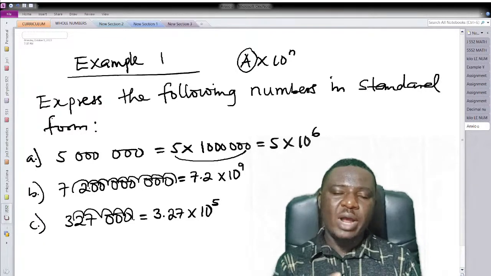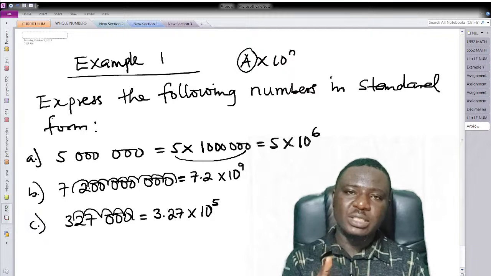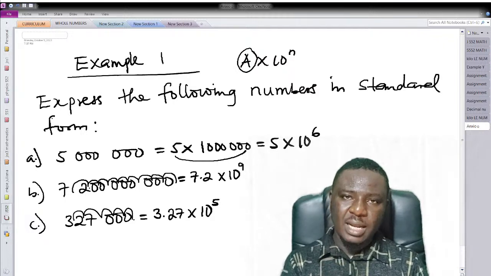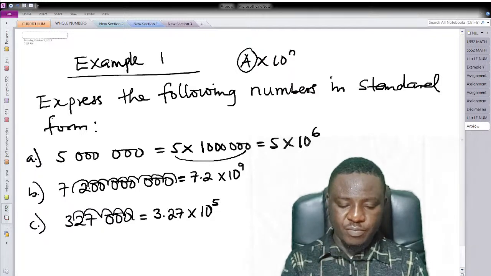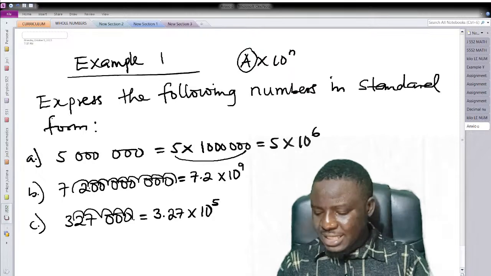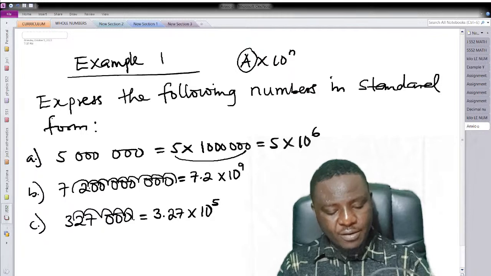I'm going to give you more examples where we are going to move the decimal points to the right when we deal with numbers that are less than 1. And in such cases, the powers of 10 is going to be negative. So this is how you can express numbers in standard form.